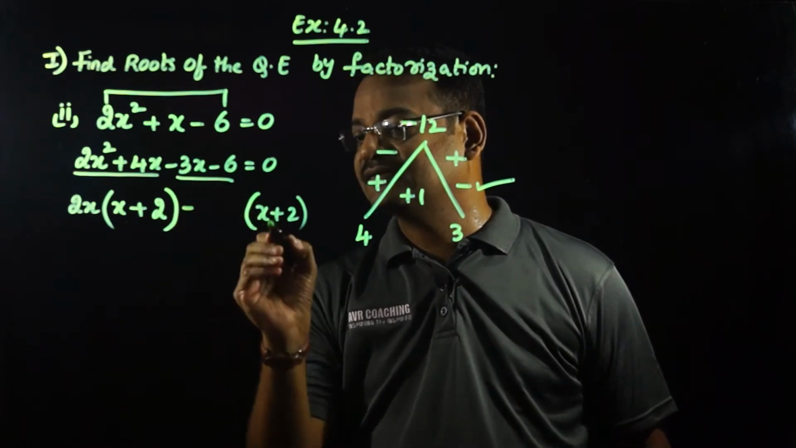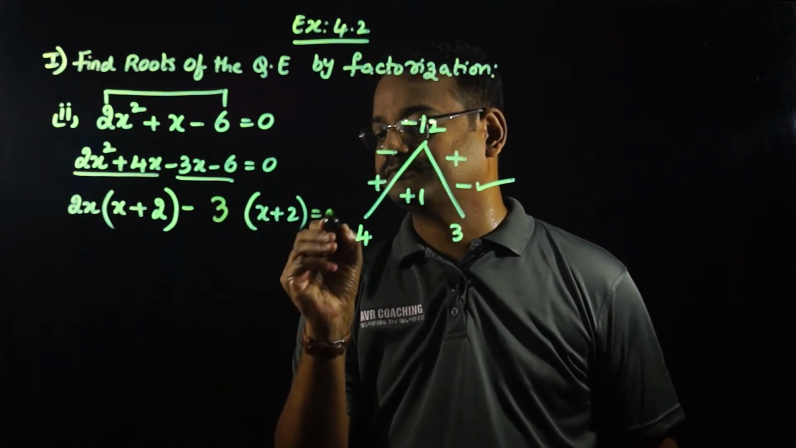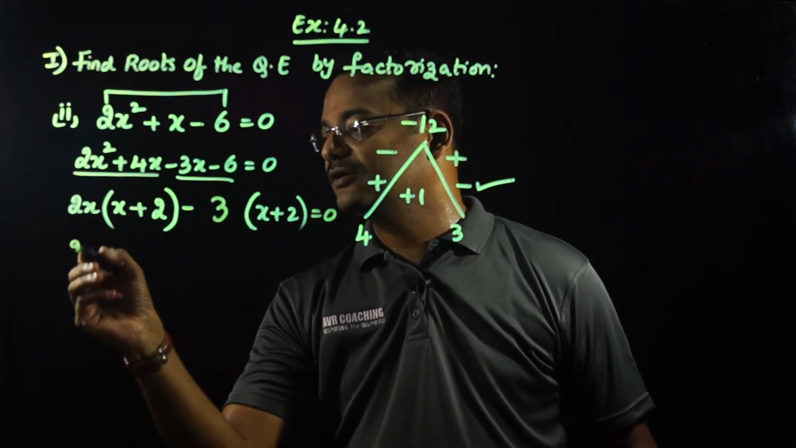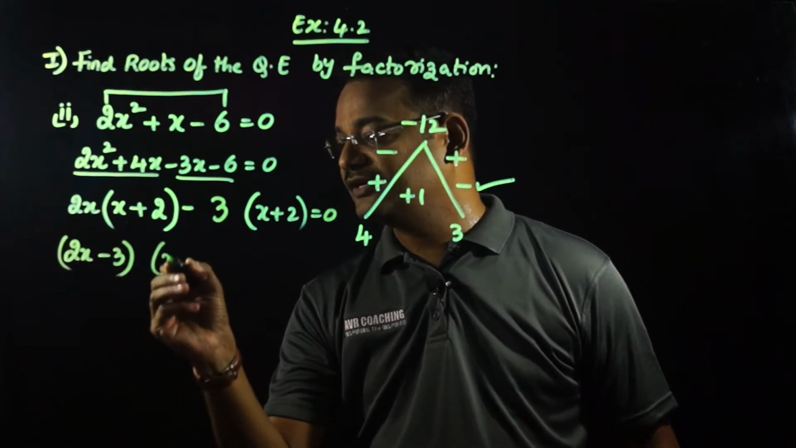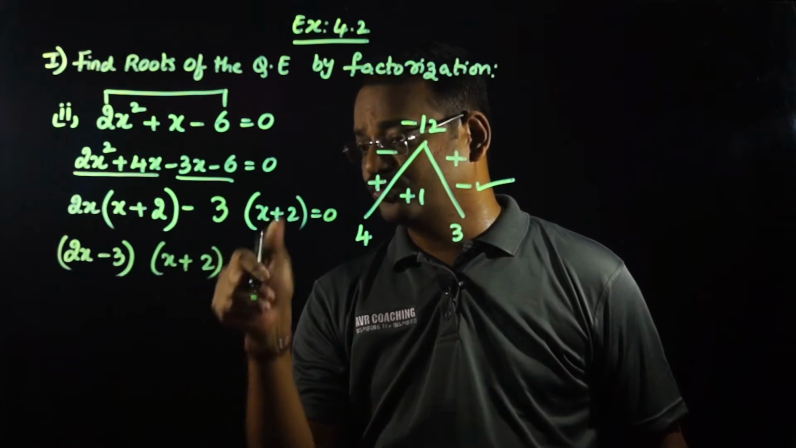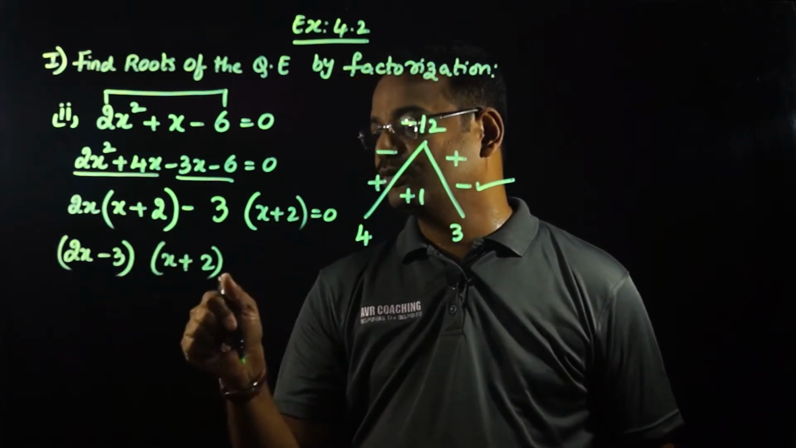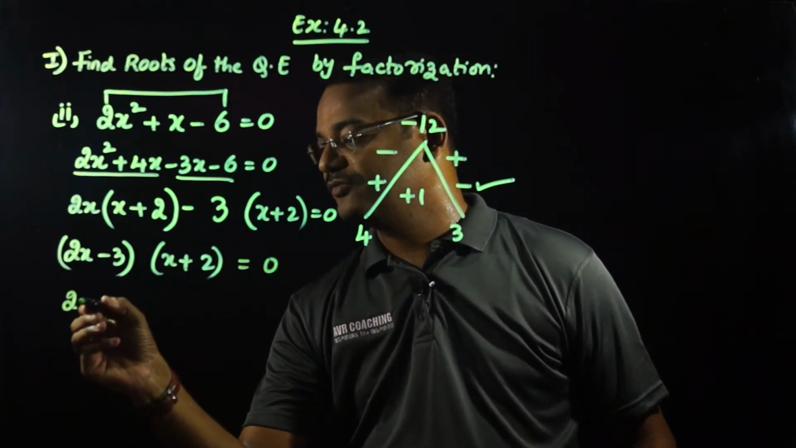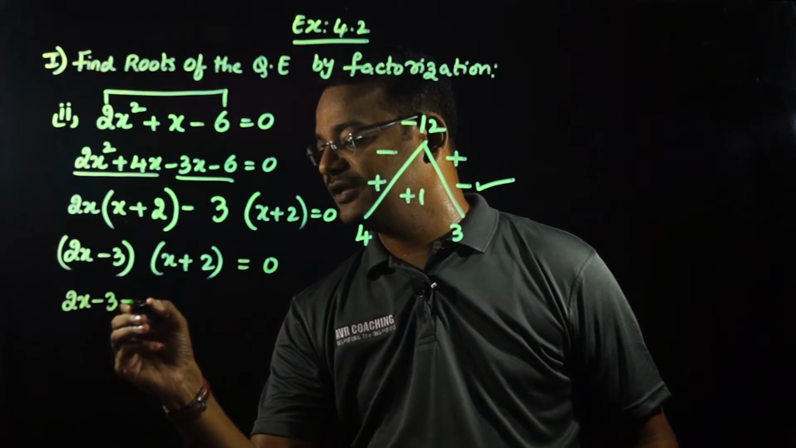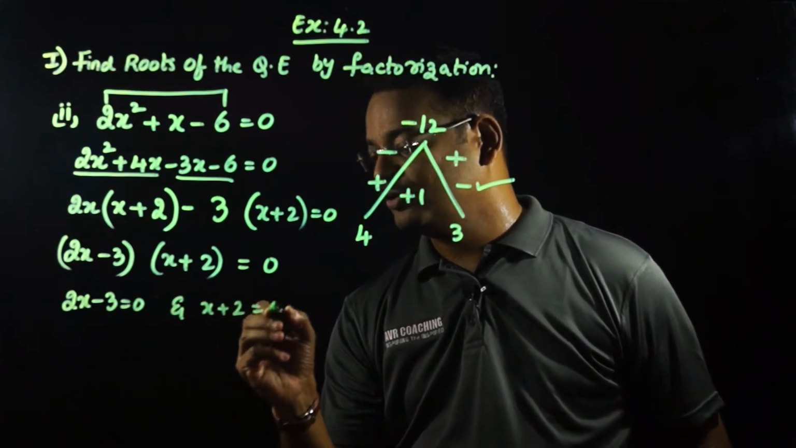Out of 3x we got x in the bracket, so we are only left with 3. So the terms outside the bracket are 2x minus 3, and terms inside the bracket are x plus 2. Remember, we have x plus 2 two times, but we are only going to write it once, equal to 0. So this becomes 2x minus 3 equal to 0 and x plus 2 equal to 0.